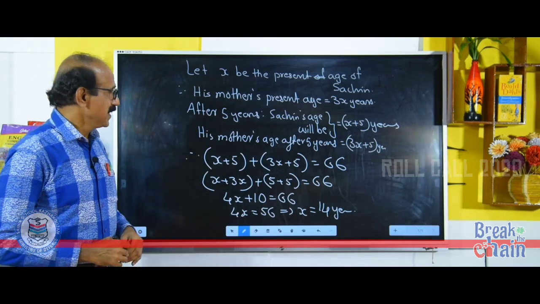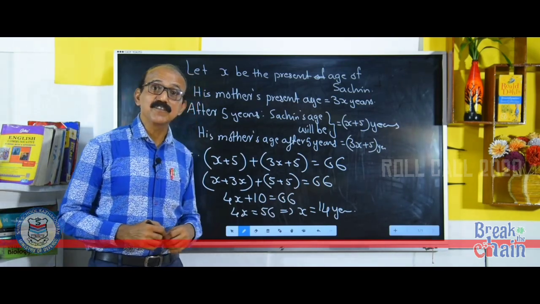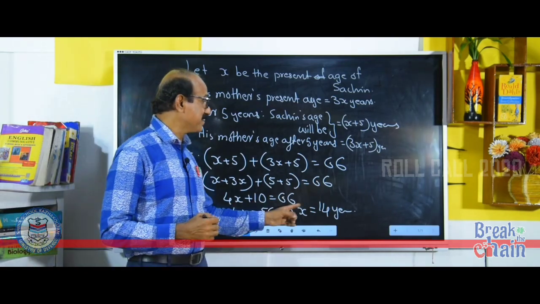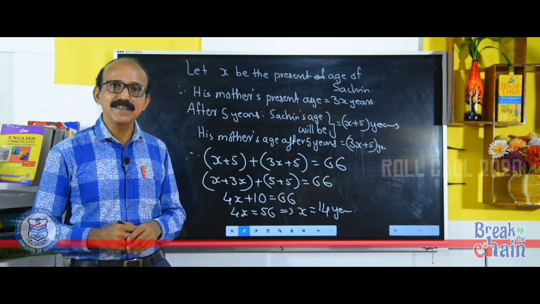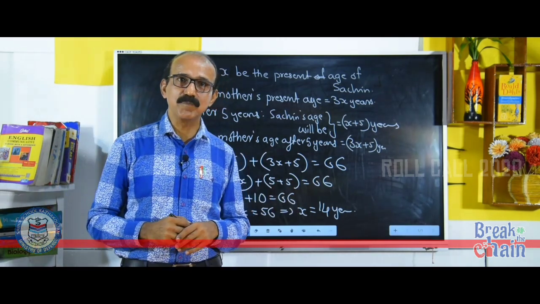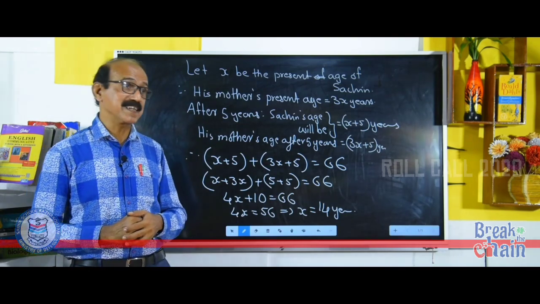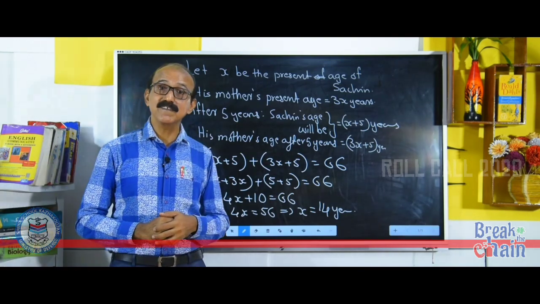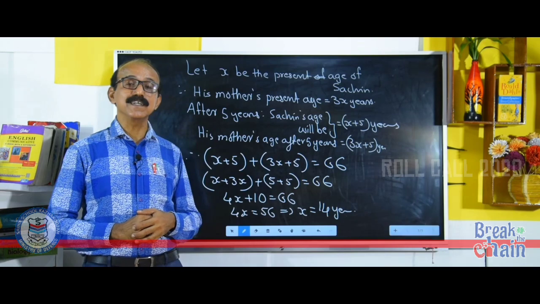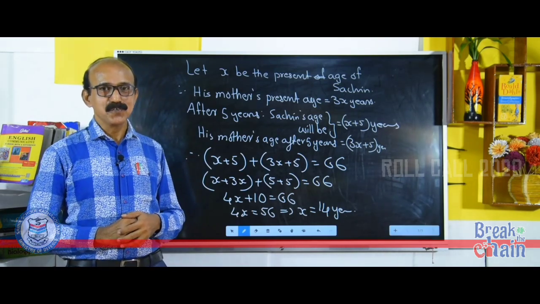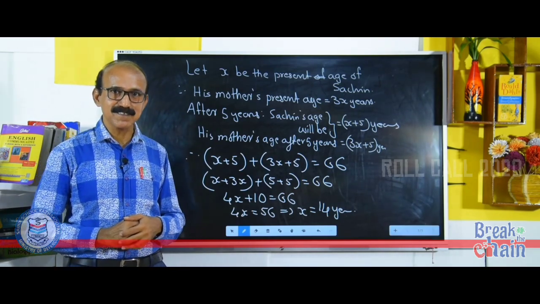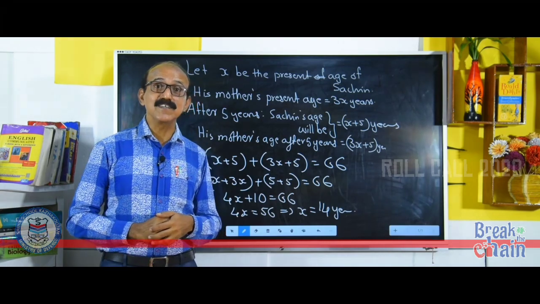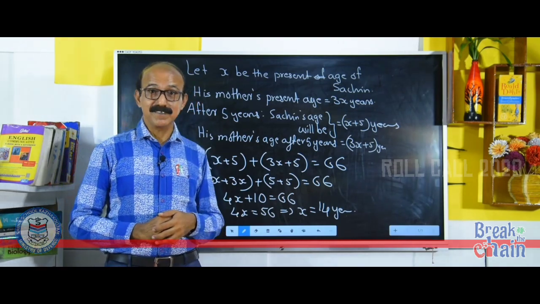That is, the present age of Sachin is 14 years. Since x equal to 14, his mother's present age will be 3 times Sachin's present age. So, automatically his mother's present age will be 3 into 14 equal to 42 years. So, Sachin's present age is 14 years, whereas his mother's present age is 42 years.